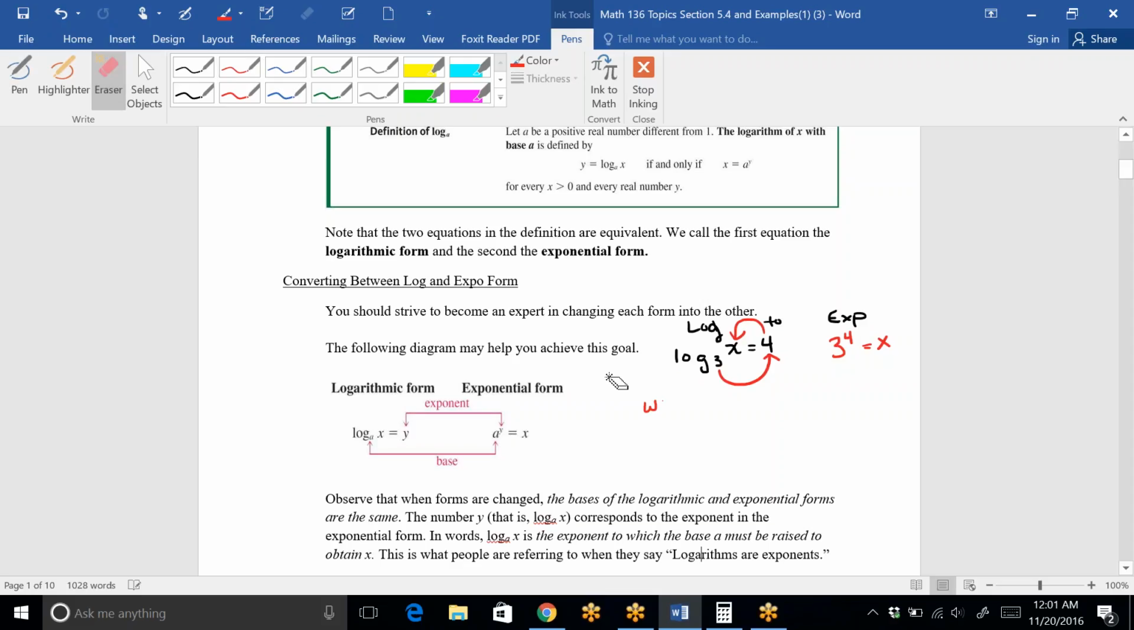let me see if I can write this clearly. 3 to the fourth power equals x, that's the exponential. But when you read a log, when I say log like this, I always say a to what power y equals x. That's how you read a log question, okay?